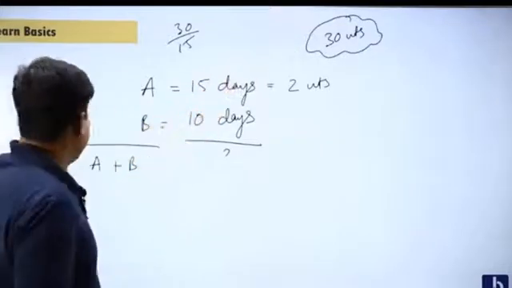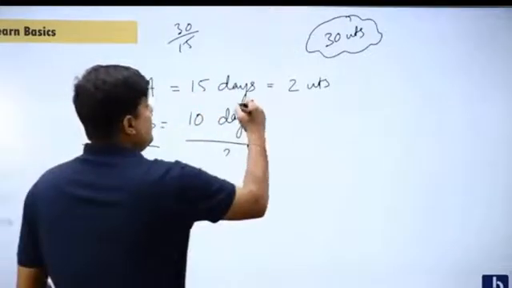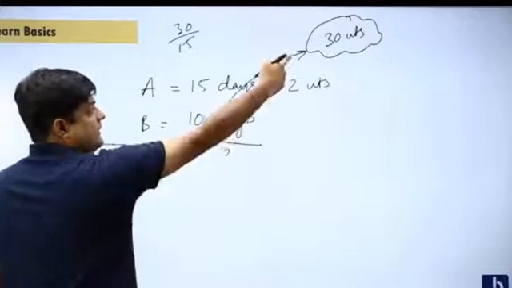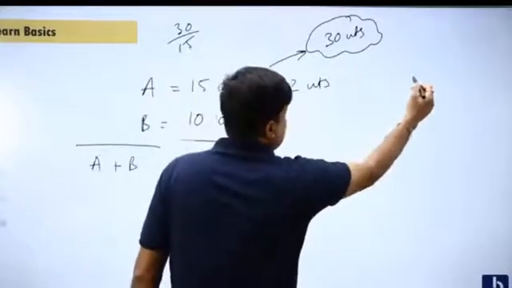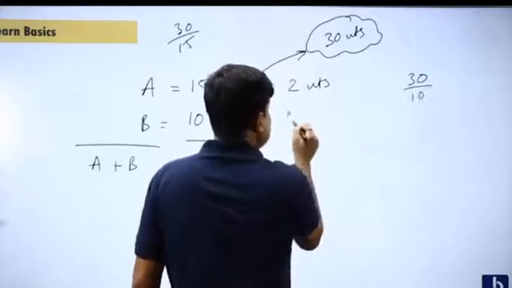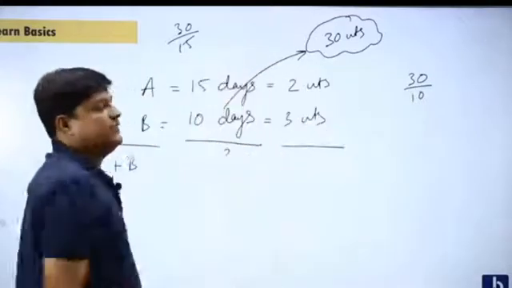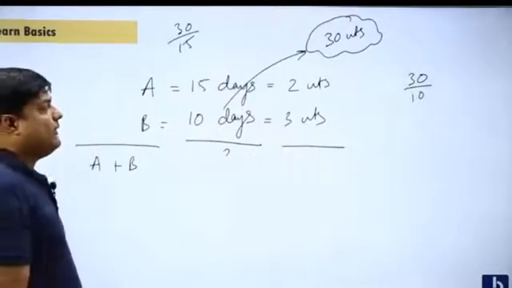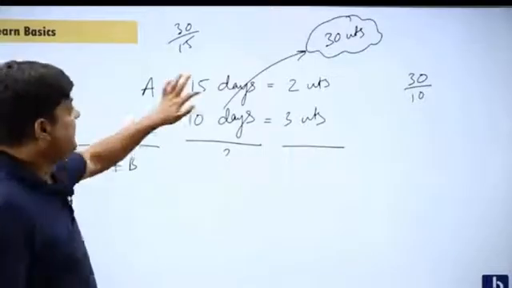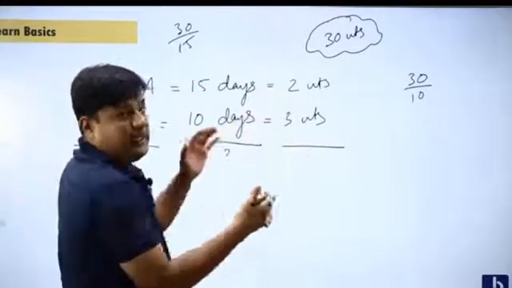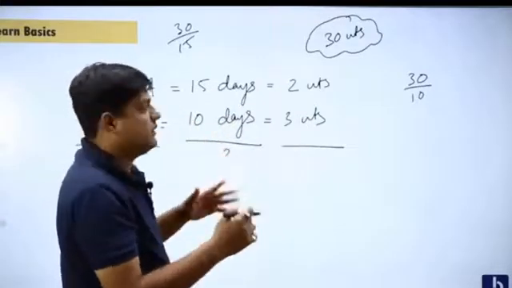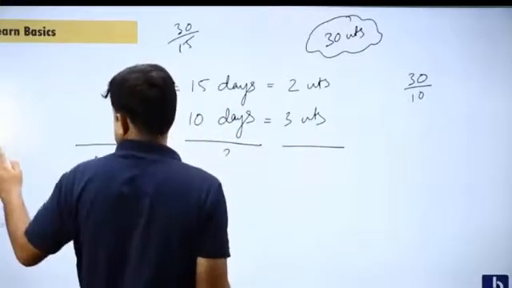The same 30 units we can do in how many days? 10 days. 30 units, 10 days. When 30 units in 10 days, 30 divided by 10 means what? Daily 3 units. Who is going to do these 3 units? B. Then what am I supposed to add? I should never ever add the days. I should always add the work. Combined work. So this is 5 units.